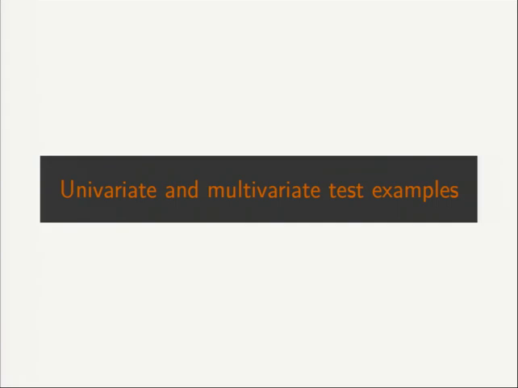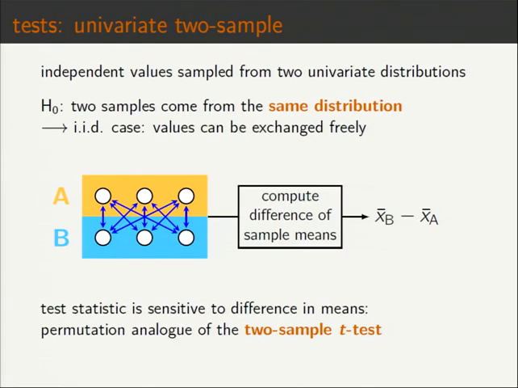Now for some concrete examples of tests, univariate and multivariate test examples. The first I already showed before, now in a little bit more detail. You have two different samples with values which are also independent, and they are sampled from two univariate distributions. You have the null hypothesis that these two samples come from the same distribution, but you don't want to say anything more about it. So it doesn't have to, for example, be normally distributed.